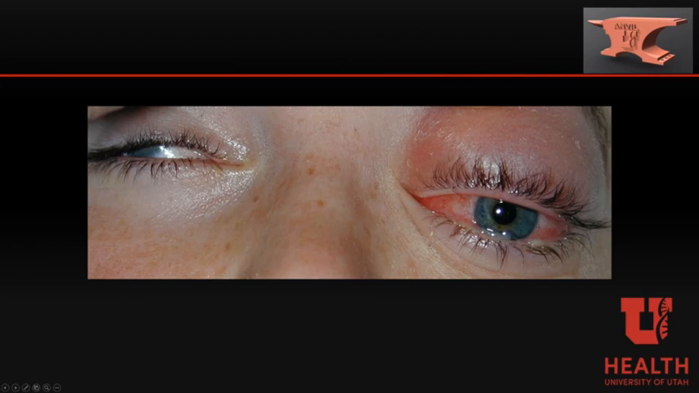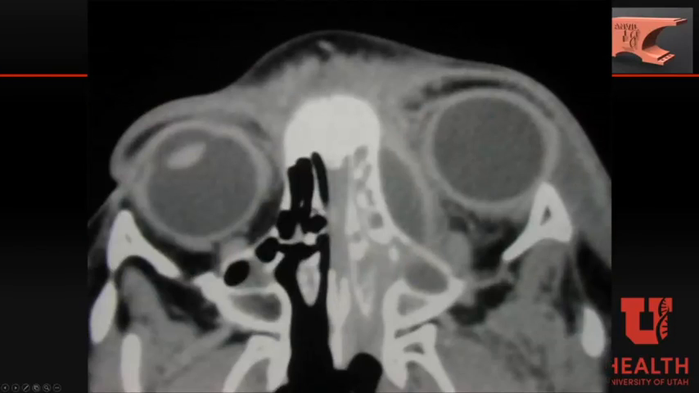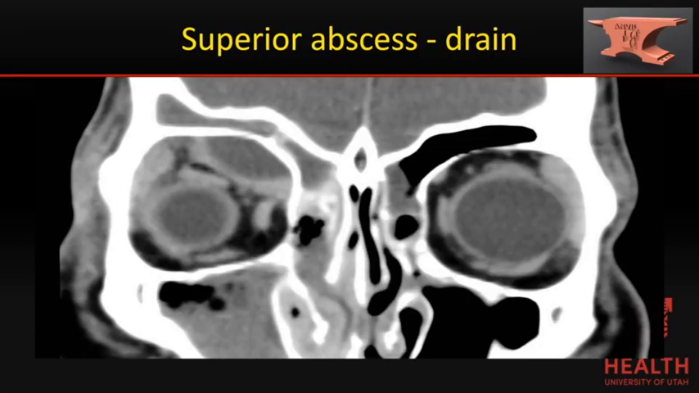Here's another orbital emergency that requires immediate intervention or evaluation. So here's a young patient with proptosis and ophthalmoplegia, and we see a large subperiosteal abscess with mass effect upon the globe. Here's a different patient with disease extending from the frontal sinus, leading to a superomedial subperiosteal abscess with significant mass effect.